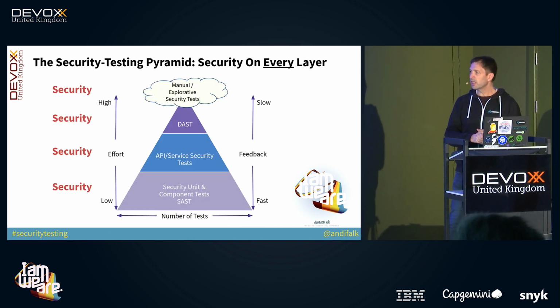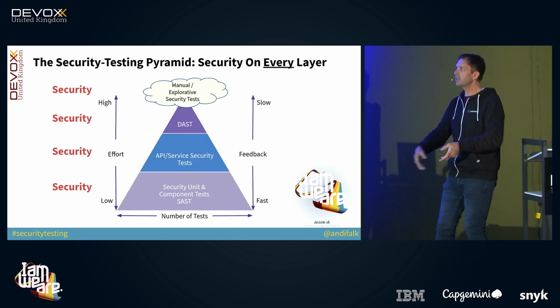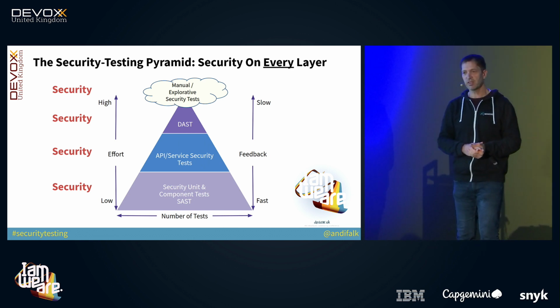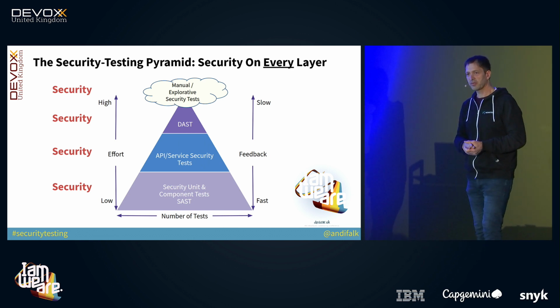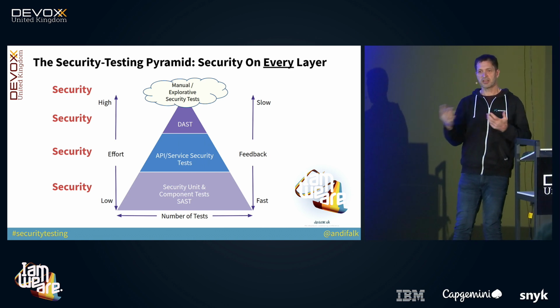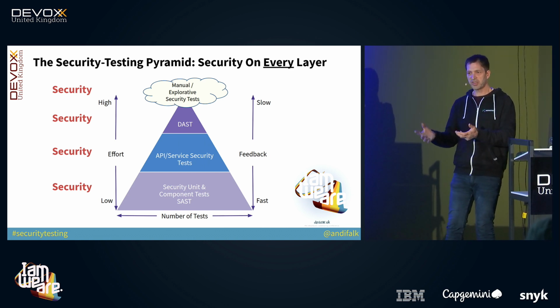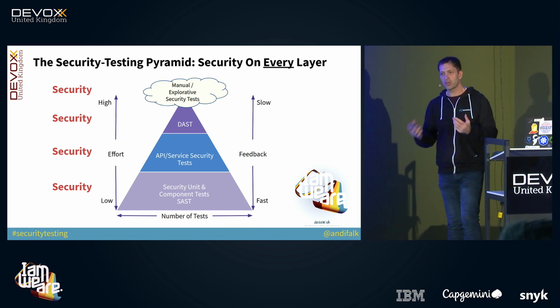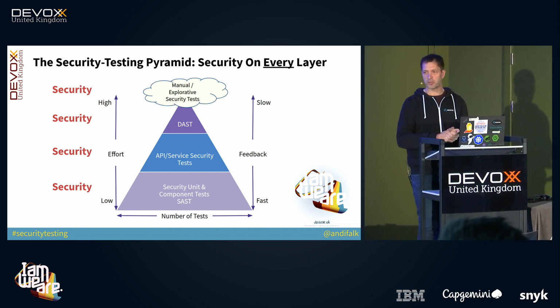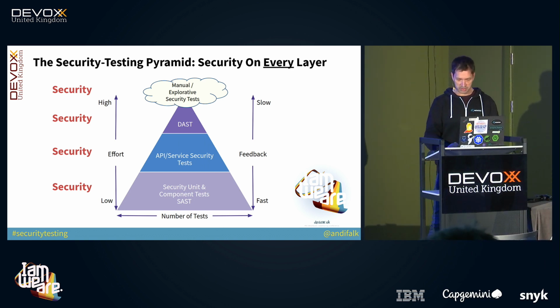So as a summary, put security into each and every layer of the testing pyramid. Like I have shown in the examples, you can easily put tests for almost all OWASP Top 10 problems into your security testing.